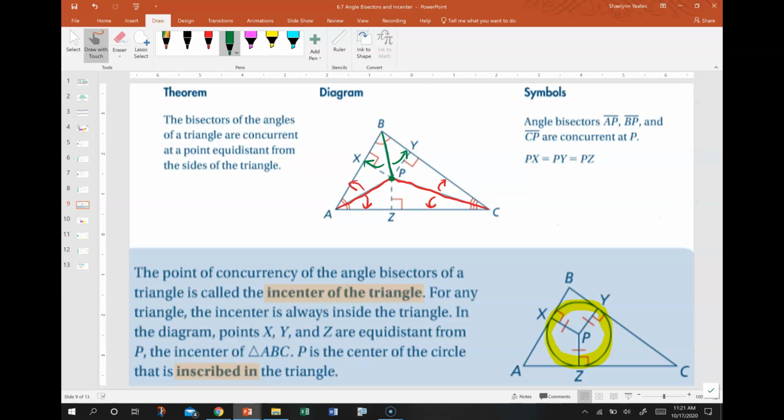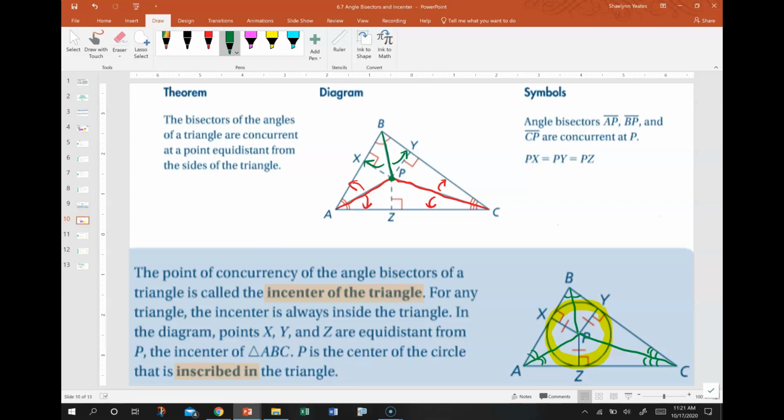Okay, and remember that we create this by cutting angles in half. So we are equidistant from sides by cutting angles in half. And the circumcenter we found by cutting sides in half, and it was equidistant from the endpoints of the line. So the circumcenter goes with perpendicular bisectors, and the incenter goes with angle bisectors. Yes, you actually need to remember those two and their differences.